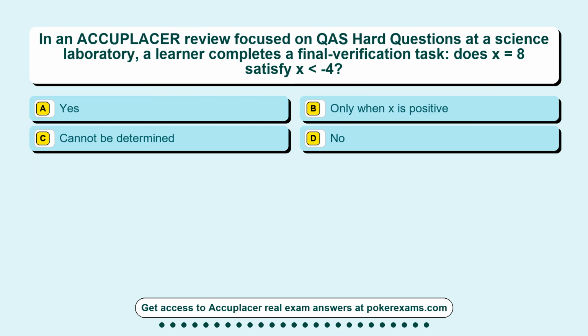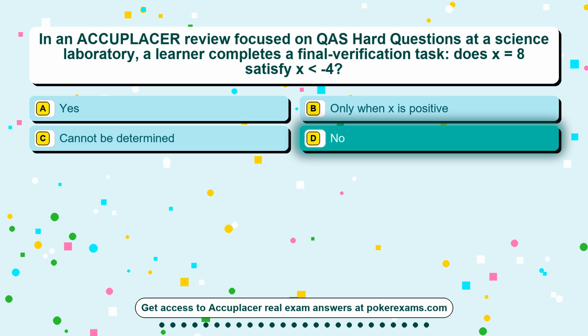Question 10. In an ACCUPLACER review focused on QAS hard questions at a science laboratory, a learner completes a final verification task. Does x equals 8 satisfy x minus 4? Option A, yes. Option B, only when x is positive. Option C, cannot be determined. Option D, no. The correct answer is Option D, no.